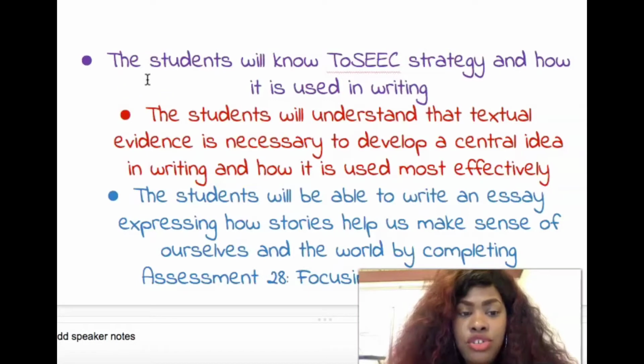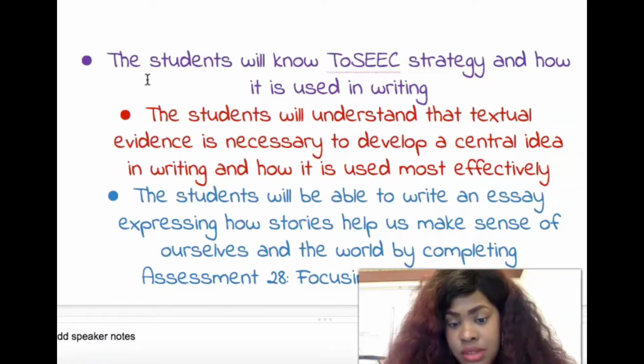So today we are going to start off with our objectives for this lesson. We are going to be completing our focusing question task 4. Just to let you guys know, this assignment is going to be counted as your major grade. So it is 60% of your grade.